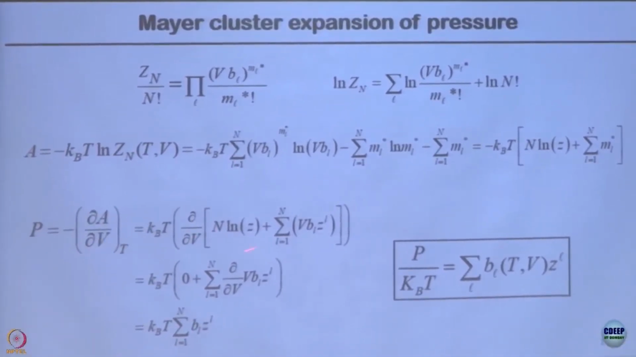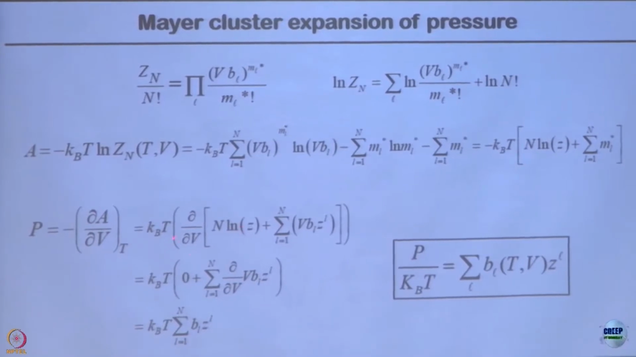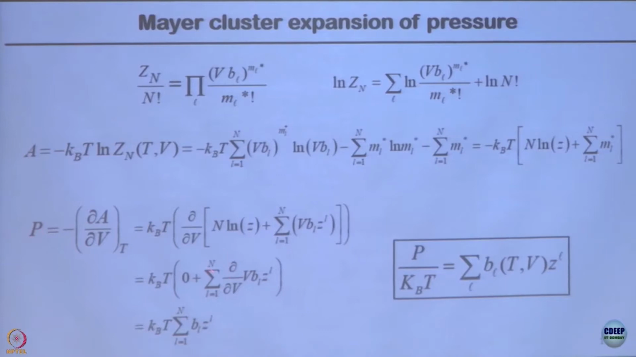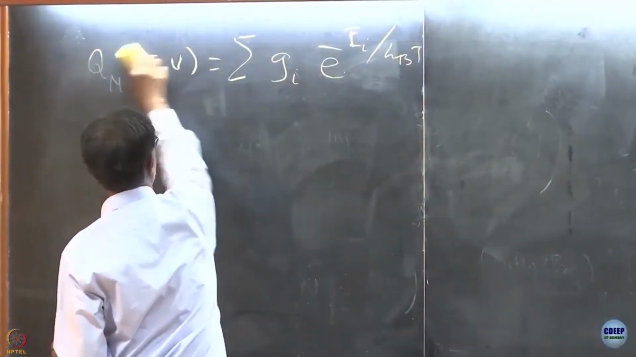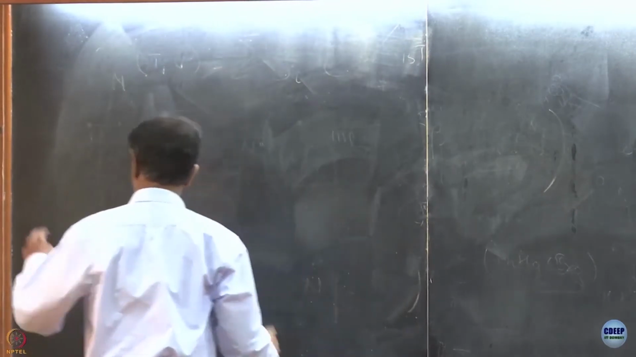So that goes inside, and when I do that, there are these two terms here, ln z and ln z, which will go to 0 under the derivative, but I have this vbl term left. So I take the derivative with respect to v there, and I get the pressure, P by kBT, equal to the sum of bl z to the power l. Pressure, k should be lowercase. These two together are called the cluster integrals, the cluster expansion, sorry. When you say cluster expansion, usually this is the thing.